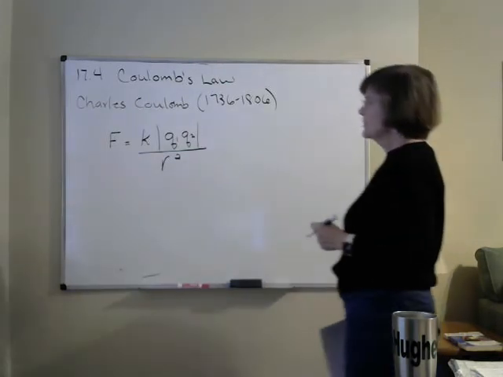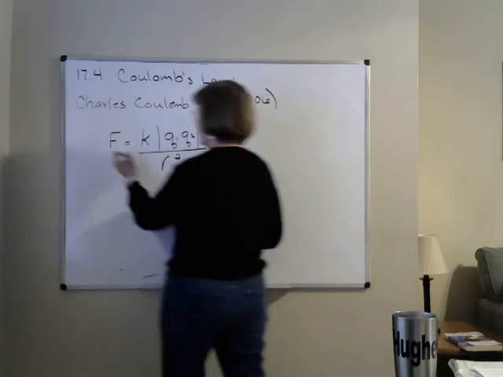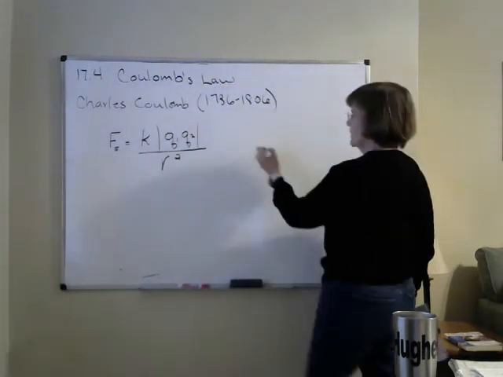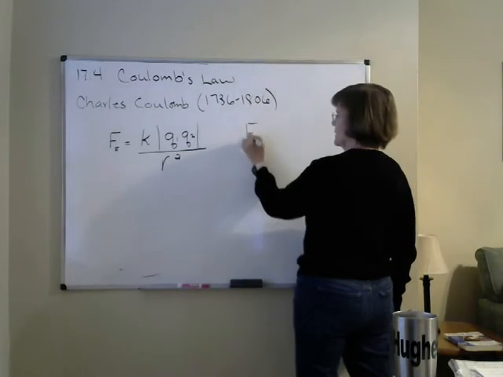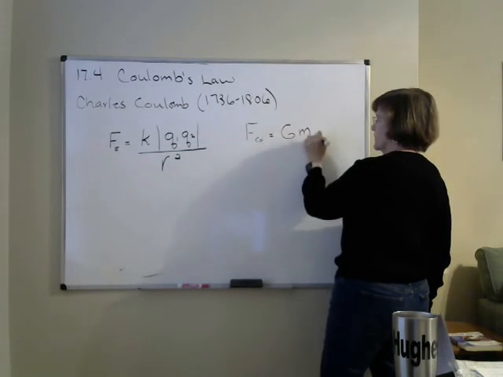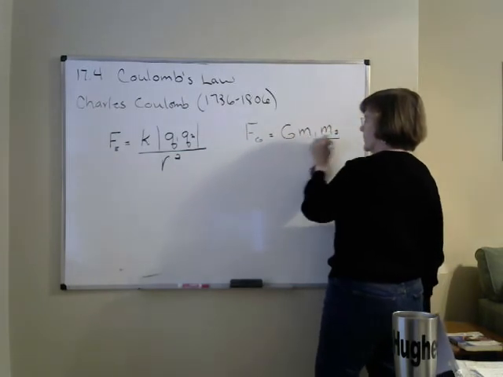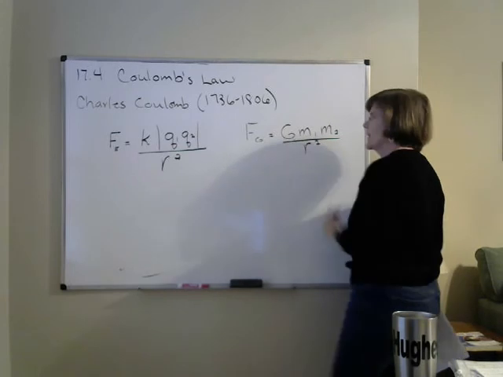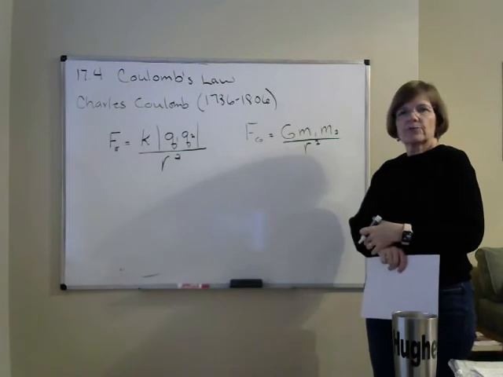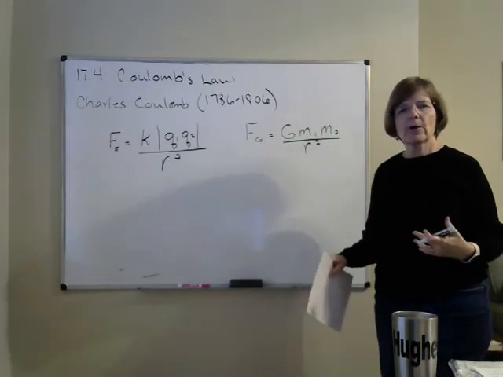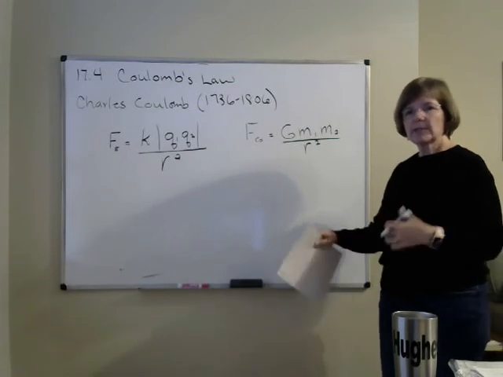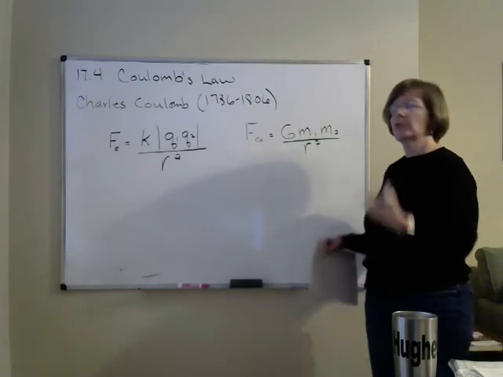This should look almost familiar. I'm going to put an E here for electrical. It certainly looks a lot like this. It's an inverse square law. If you make the two charged objects twice as far apart, that force falls to 1/4. If you start doubling the magnitude of one charge, you're going to double the force.